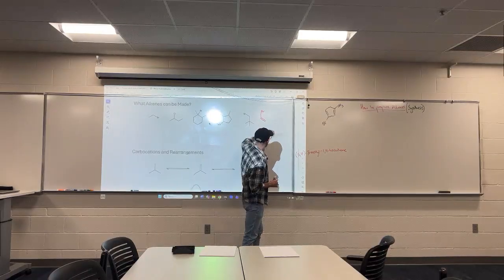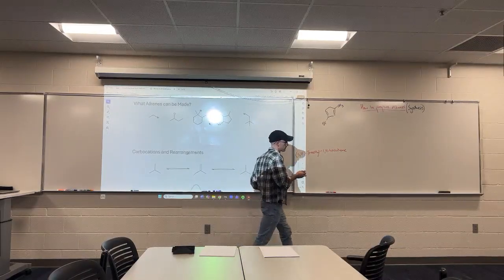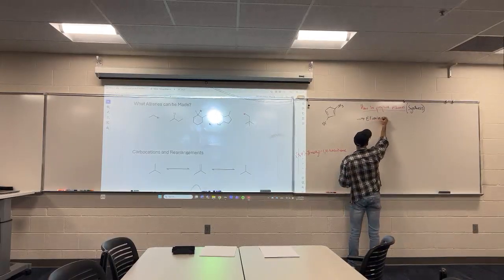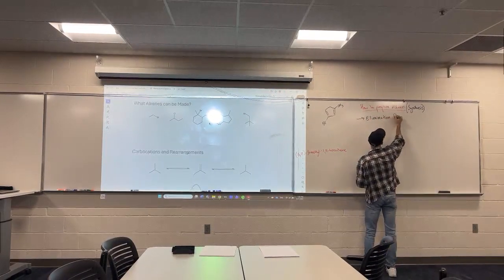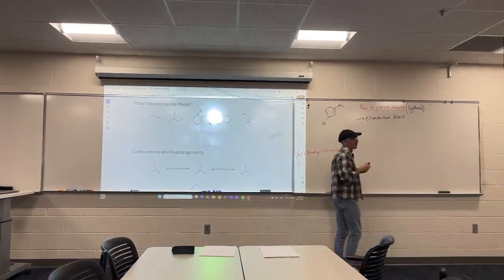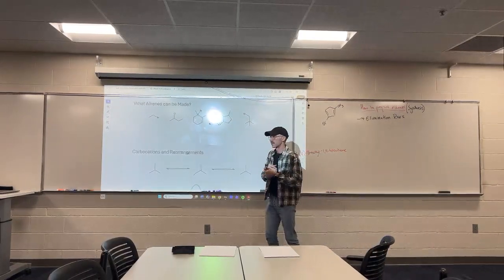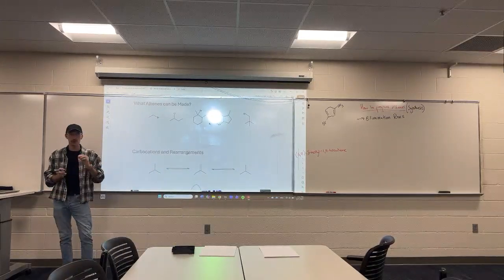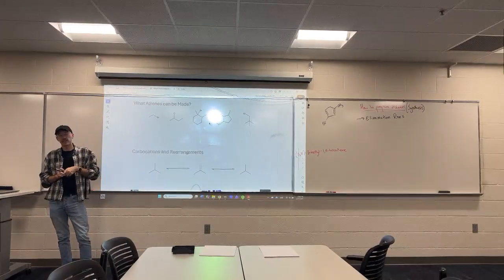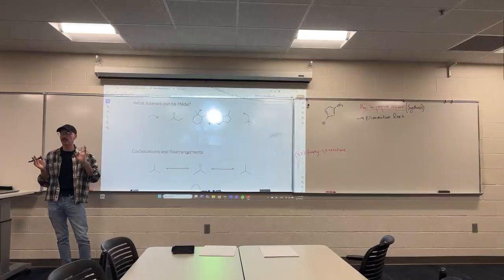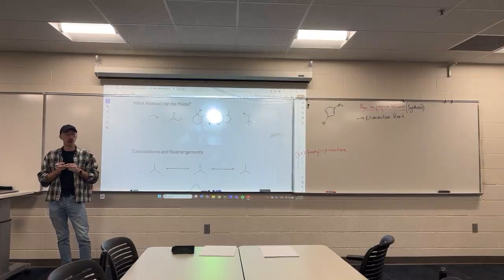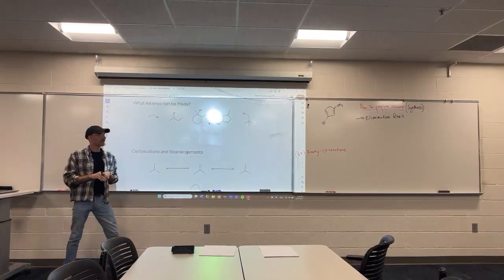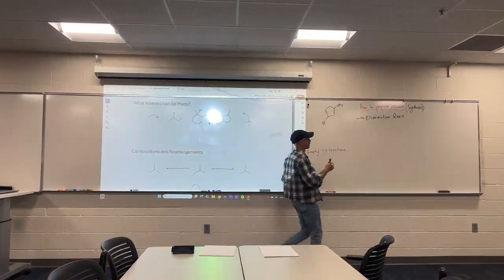Alkenes are made by elimination reactions, predominantly. You can also make alkenes by addition reactions. We'll see that later. You can also make alkenes by substitution reactions. You'll see that in OChem 2. For most of OChem 1, we're making alkenes by elimination reactions.